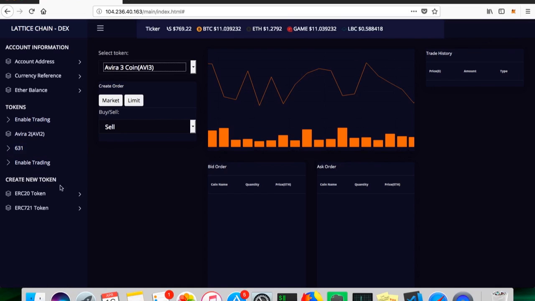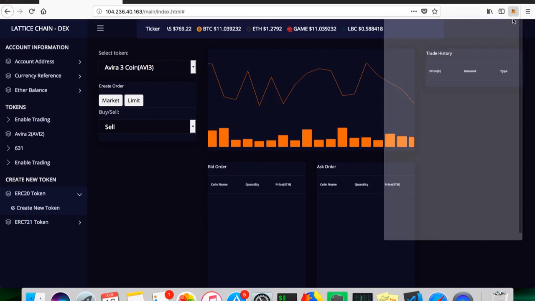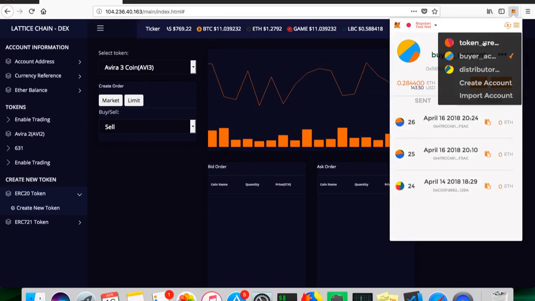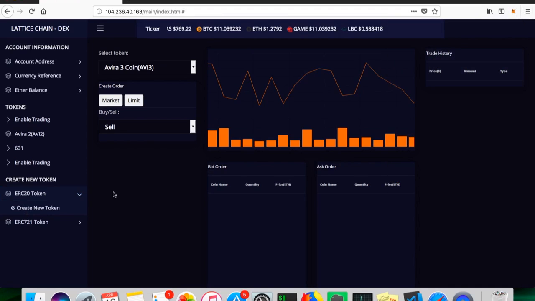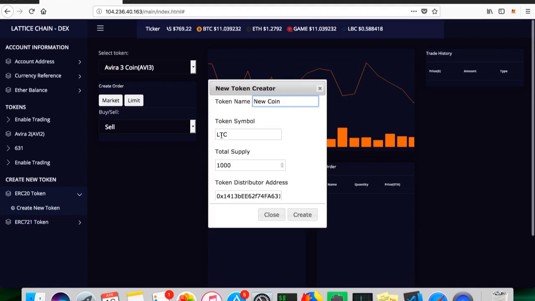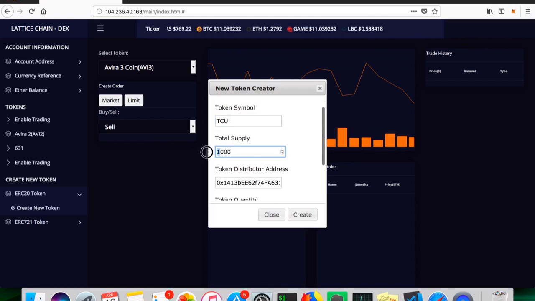Now coming back to the final section, which is create new token. Here you can see we can create a new token. Let's go back to this main account and let's create a token. So when we go back to the main account and want to create a token out of it, let's give this token name as test coin user 1, and let's give the symbol as TC1 or TCU. Now total supply, let it be 2000.